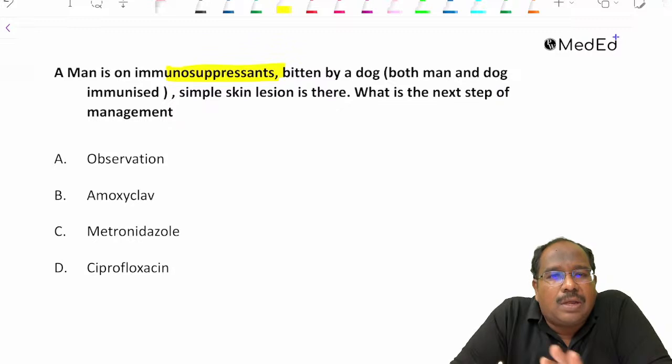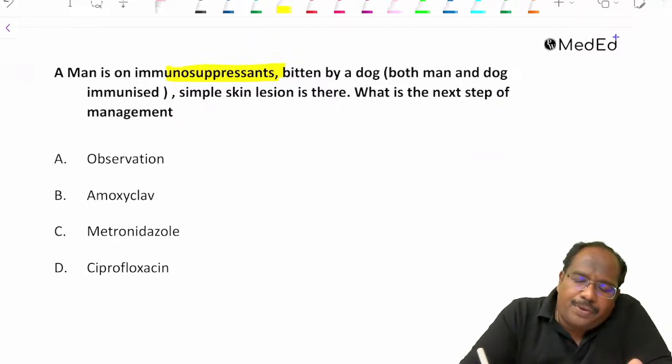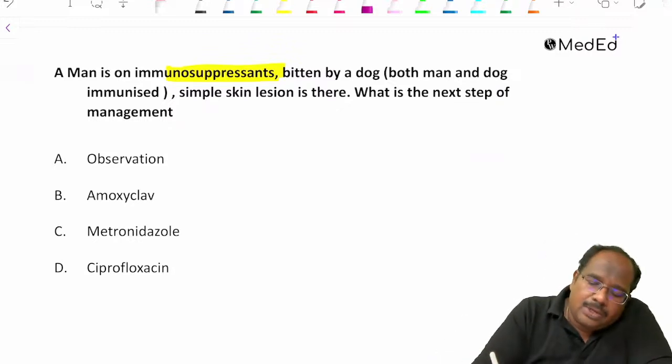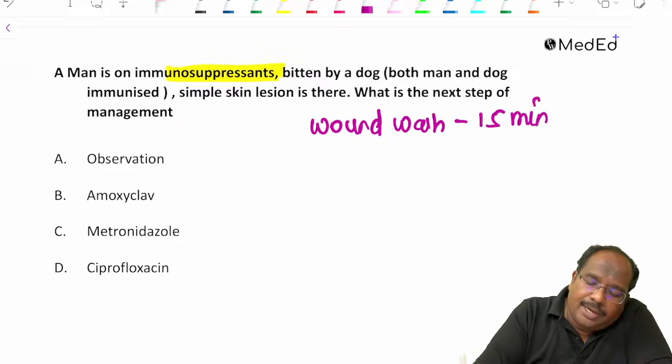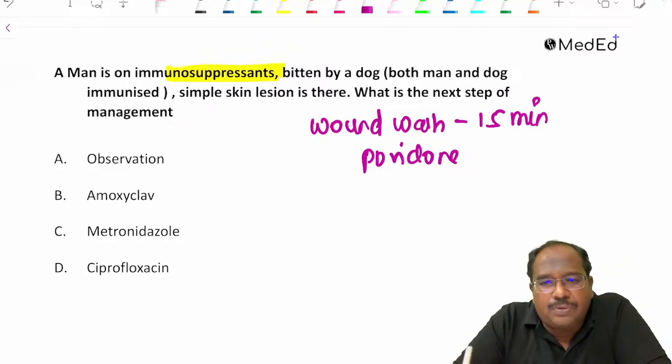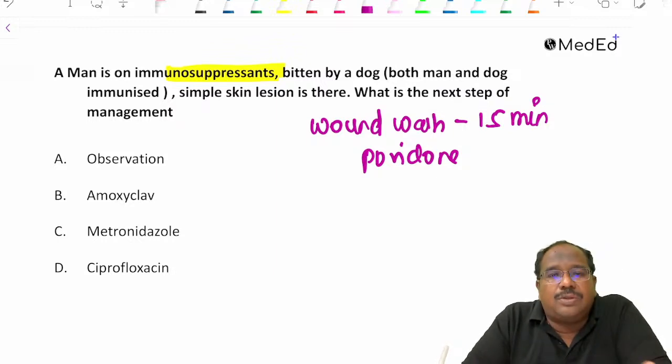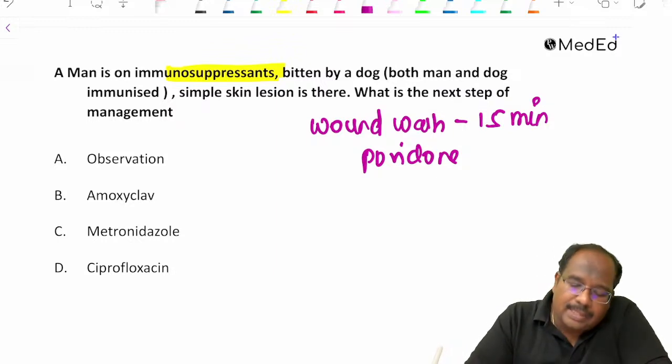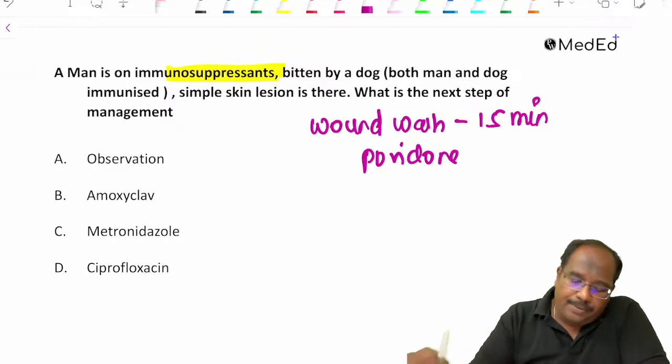Usually following a dog bite, first you do wound wash for 15 minutes under running water. Then you use povidone or tincture, virucidal agents. Do not do immediate suturing; wait for the suturing for 24 to 48 hours.